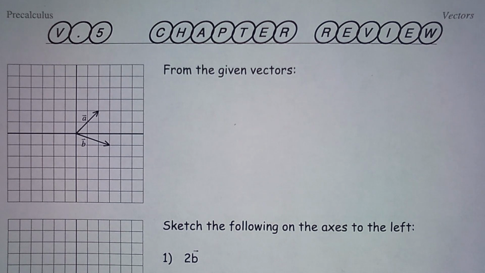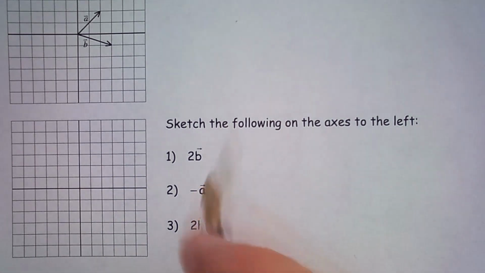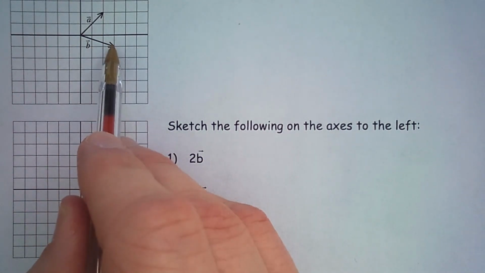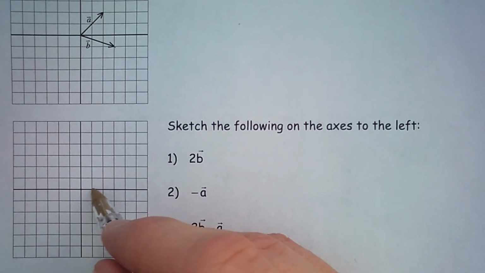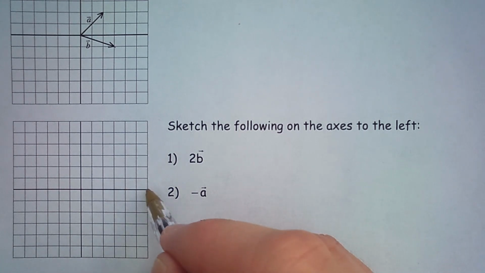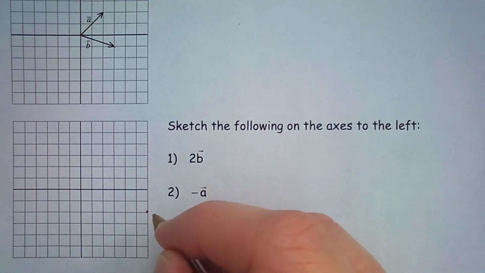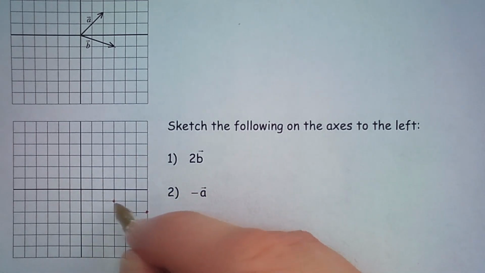Hey guys, today we are going to review what we have learned about vectors. So from these two vectors, A and B, we are going to sketch on this axis down here 2 times vector B. So vector B goes 3 to the right and then down 1. 2 times that will go 6 to the right and down 2. So we'll end right there.